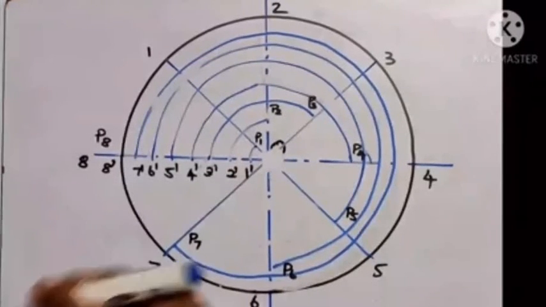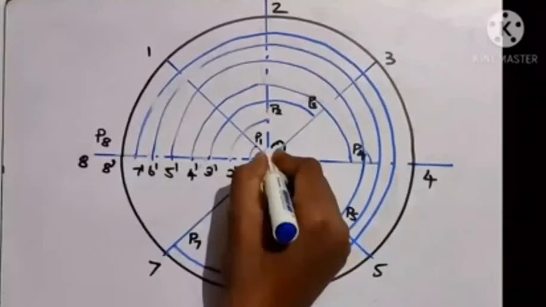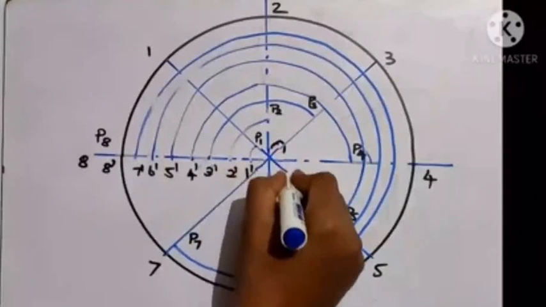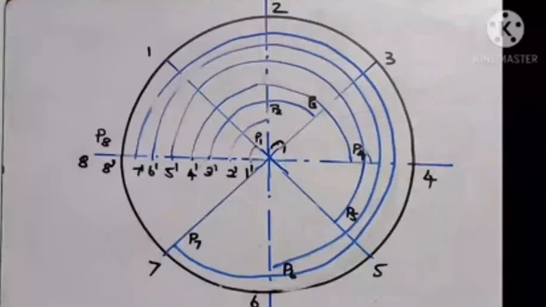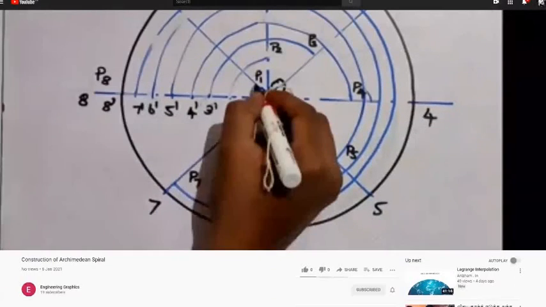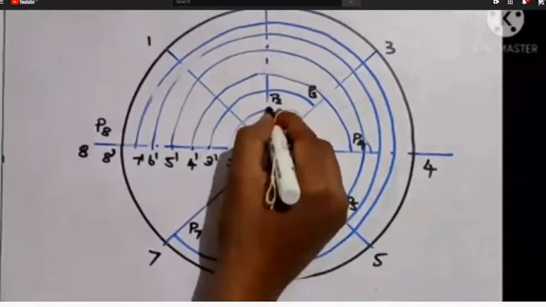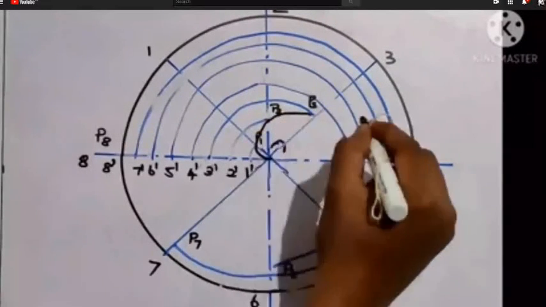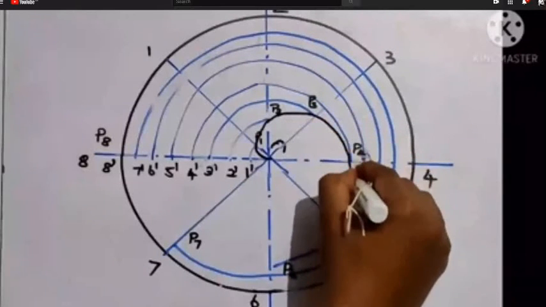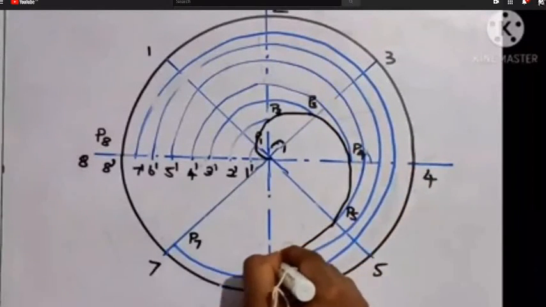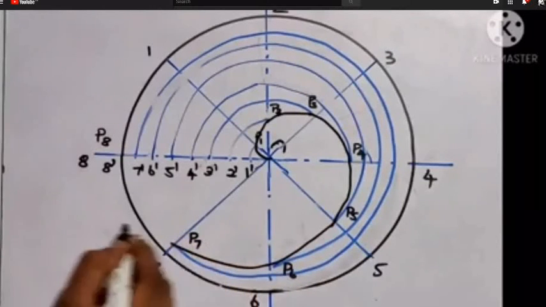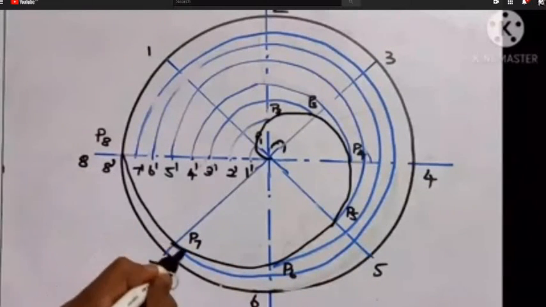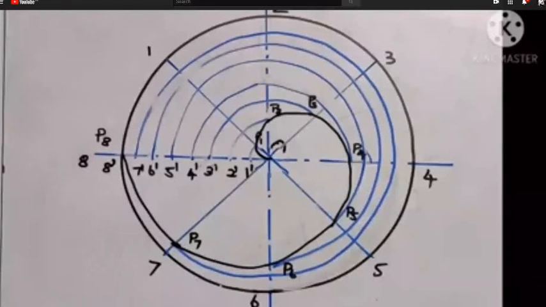Due to this, I erase these lines. Let me redo that. So from O to P1, then P2, then P3, P4, P5, P6, P7, and P8. We need to connect smoothly like this. So this particular curve is called the Archimedean spiral.